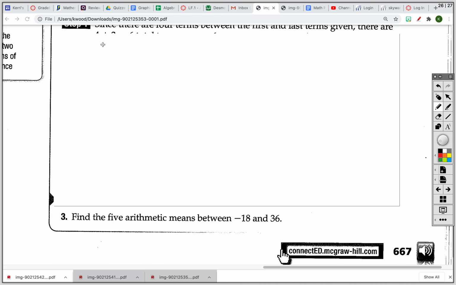Okay, we're going to write our equation first. A sub n equals a sub 1 plus n minus 1 d.